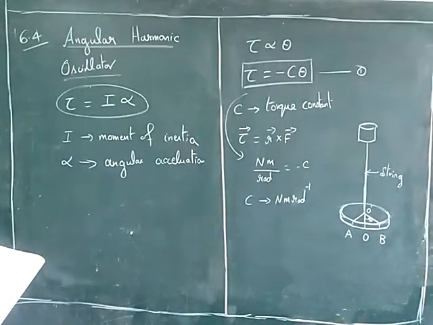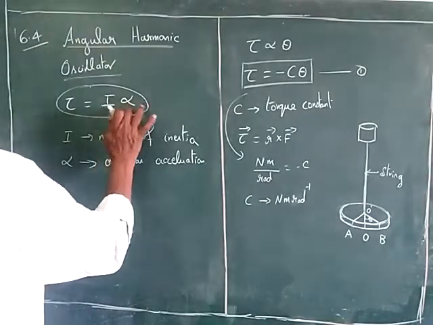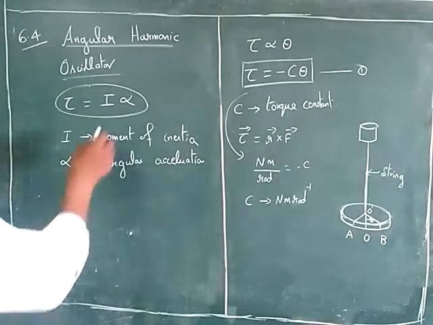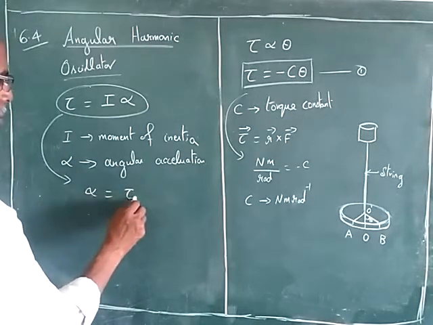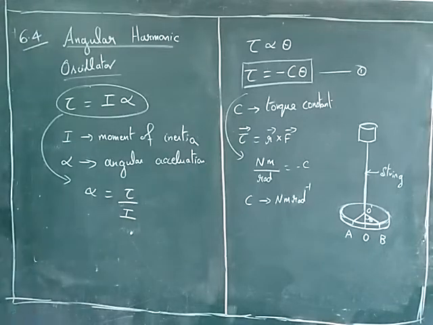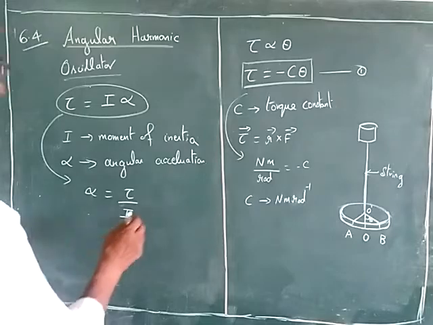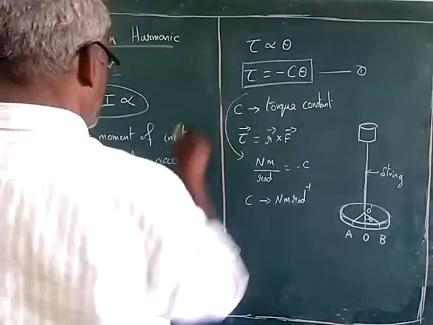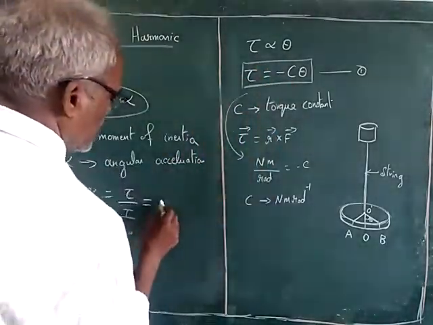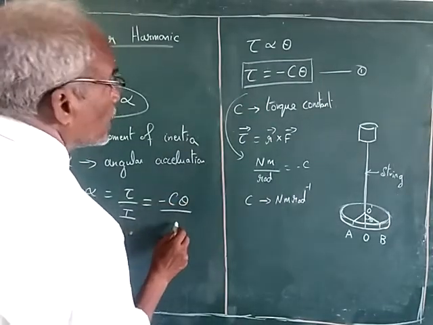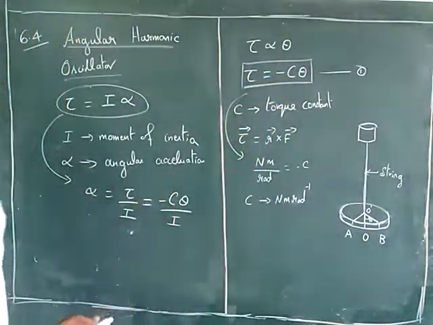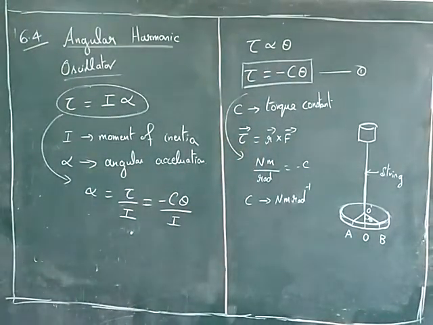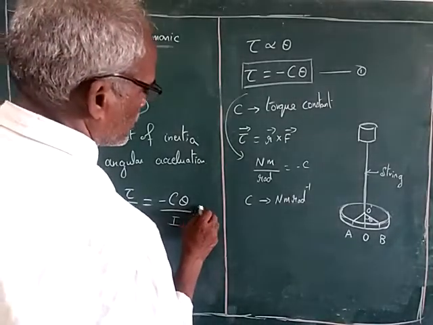Therefore, from this relation, the angular acceleration alpha is equal to torque by I, where I is the moment of inertia. Now this torque tau can be replaced by minus C theta, so alpha is equal to minus C theta by I. This minus C theta is from the first equation. This is the second equation.